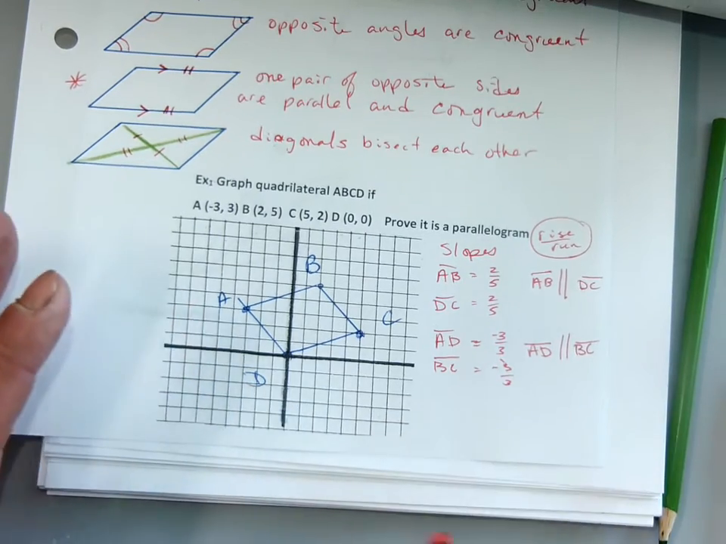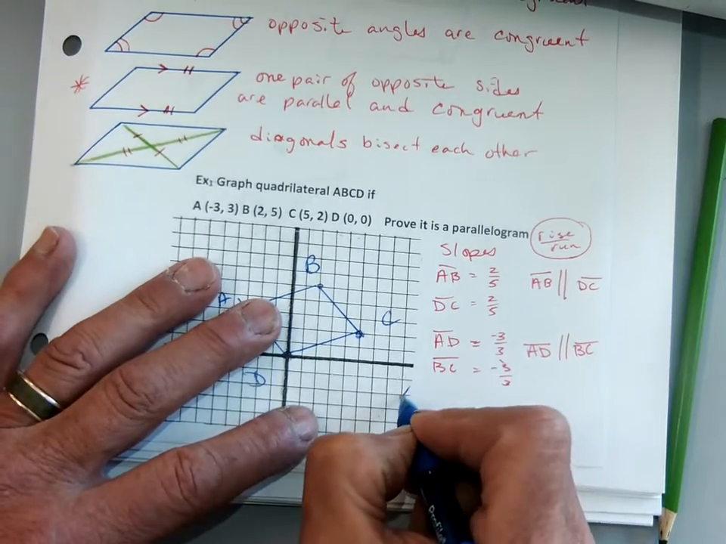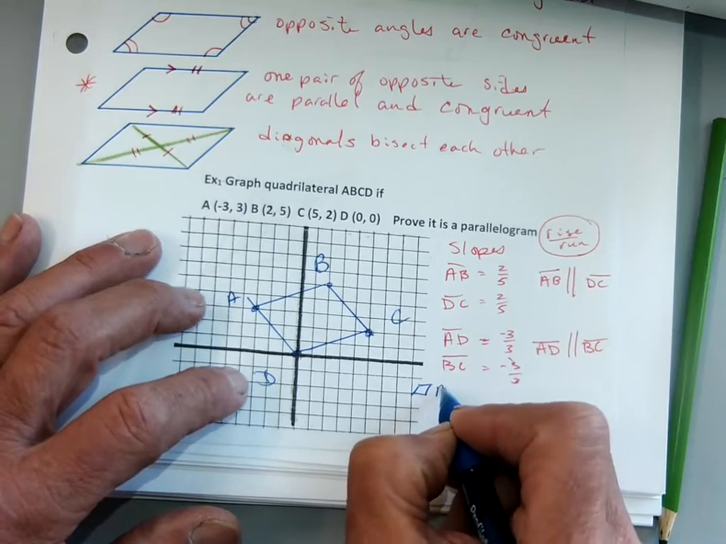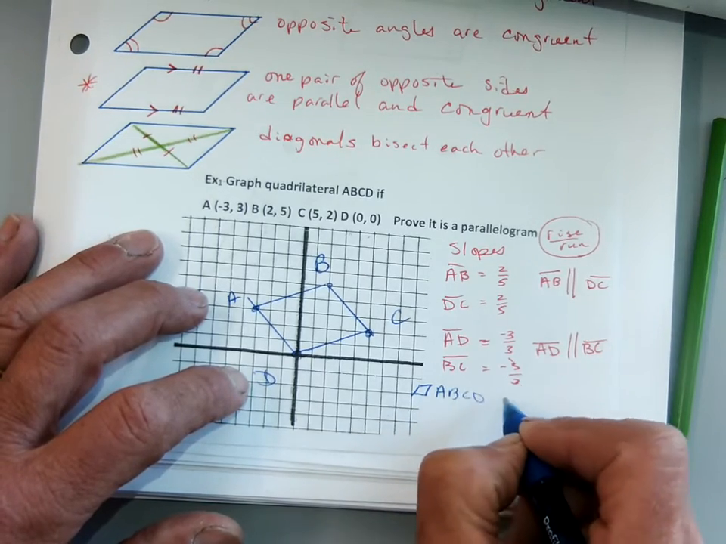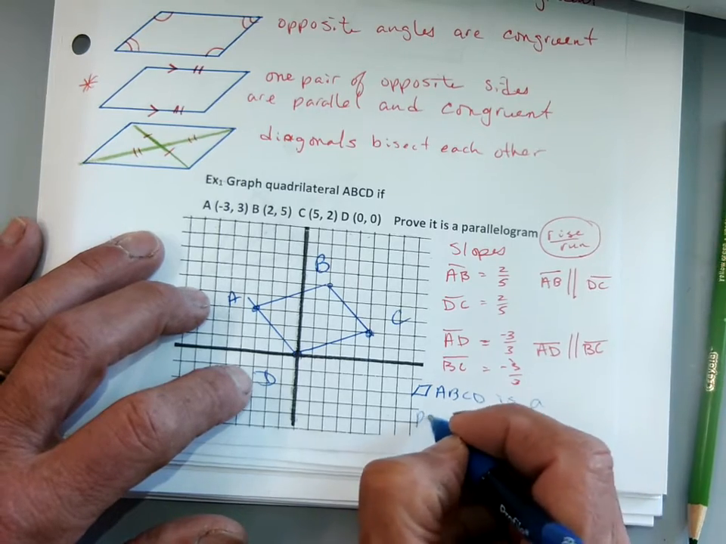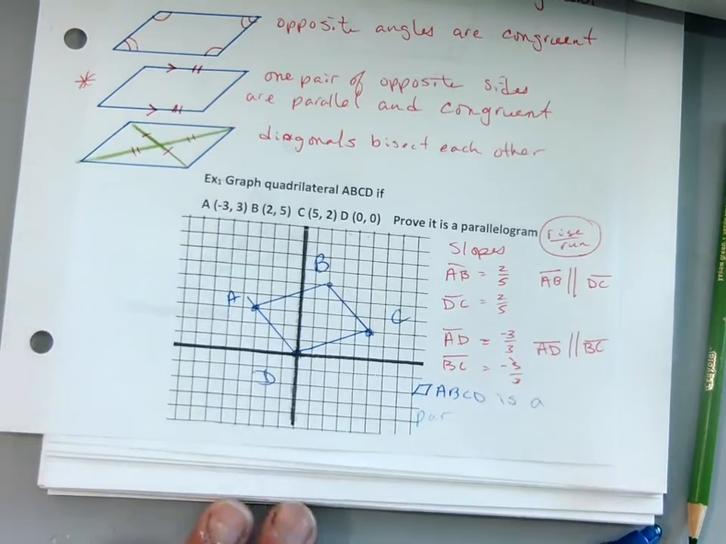So finally, I'm going to say that this quadrilateral ABCD is a parallelogram. Oh, my pen's going to die on me. Of course it is. Is a parallelogram.